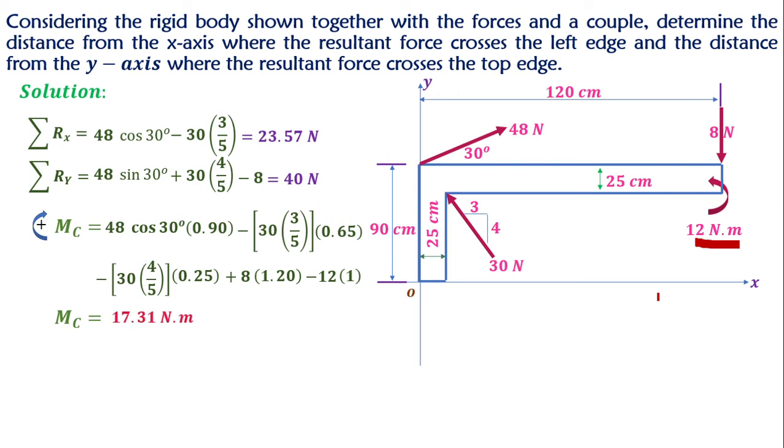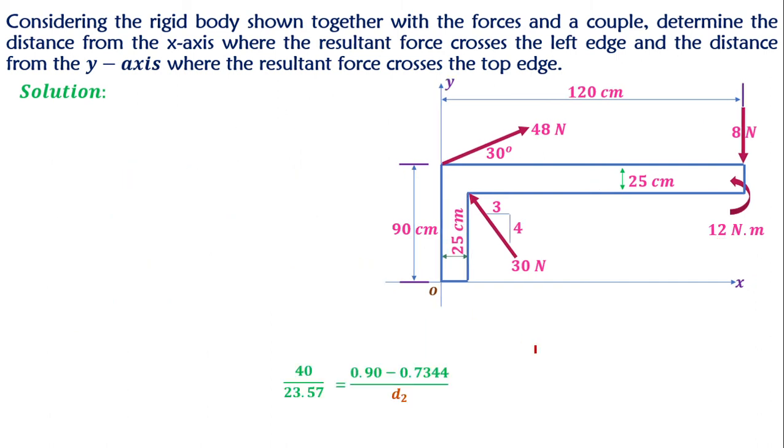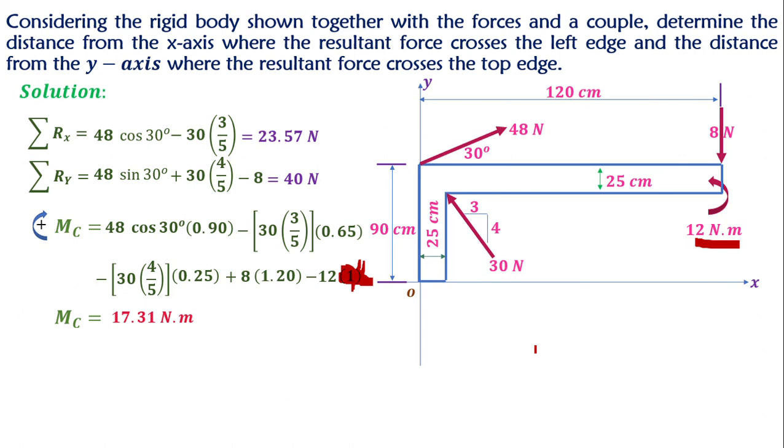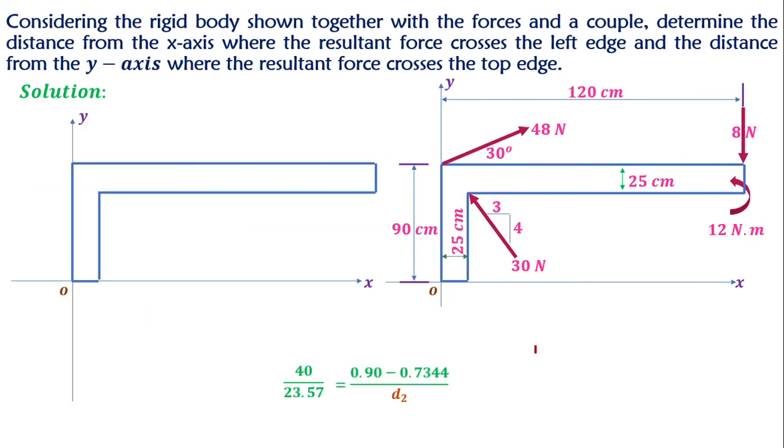So we have here. Walang 1 to ha. Kasi moment yan eh. Yan, wala nang 1 yan. Okay, so we have 17.31. Wala itong 1 na to ha. So we have here, ayan. So we have 17.31 Newton meters. Okay, next. Check natin ha.